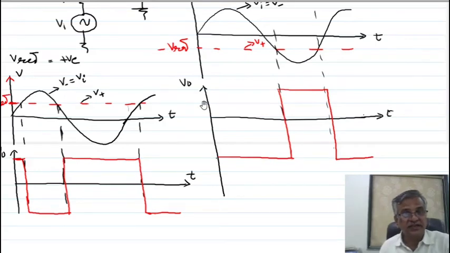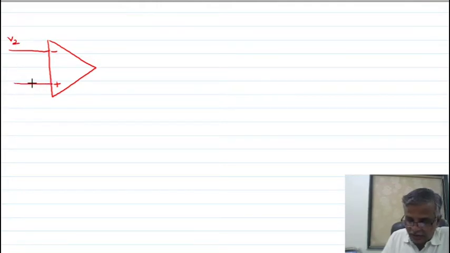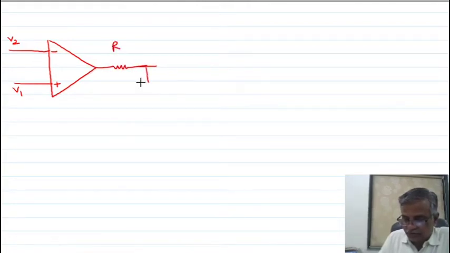So here you can say that the output is either plus VCC or minus VCC. If you want to make the output voltage of the comparator independent of the power supply voltage, then you can use back-to-back Zener diodes connected as shown in the figure. In this circuit, the output voltage is not plus VCC or minus VCC.